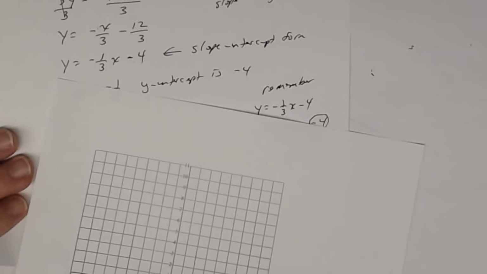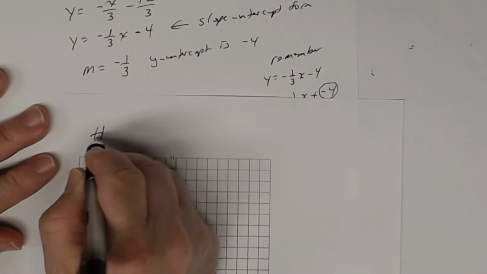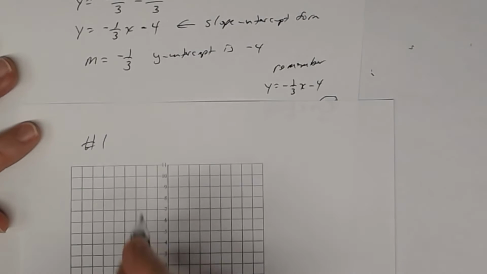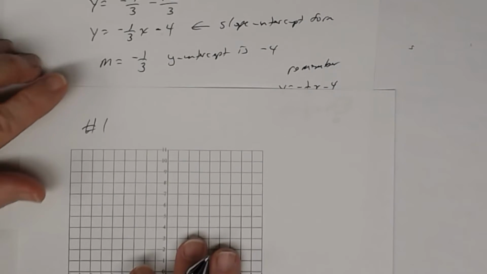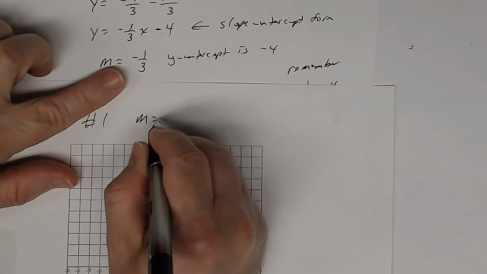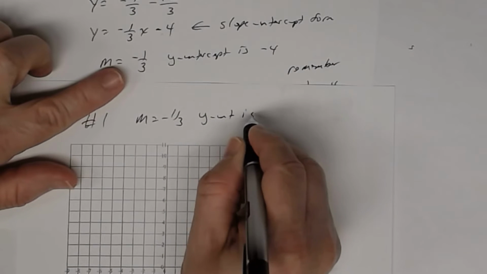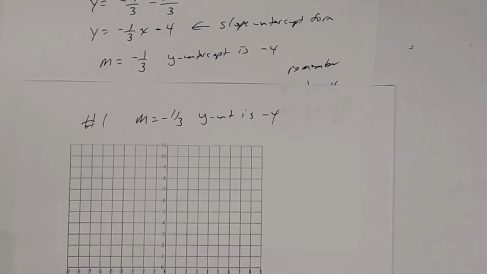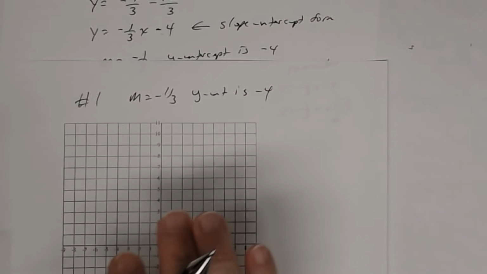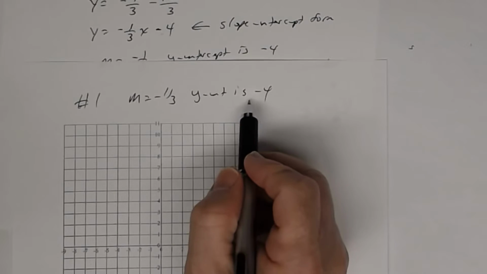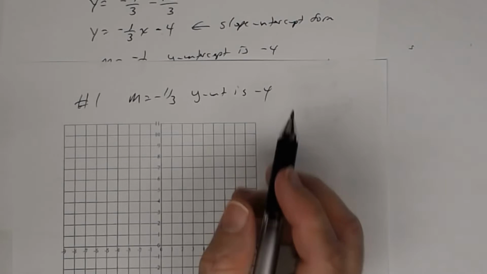All right, so let's go ahead and graph it, and you know how to graph this. So this will be number 1 right here. That'll be the graph of number 1. So number 1, let's go ahead and write the information out. I know the slope is negative 1/3, and I know the y-intercept is negative 4. So remember, to graph a line, you need 2 points. So you know the y-intercept, which is one of the points, is negative 4.